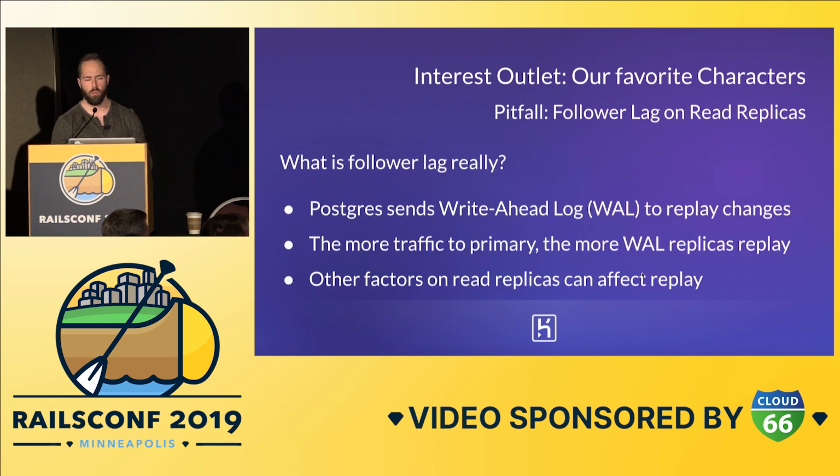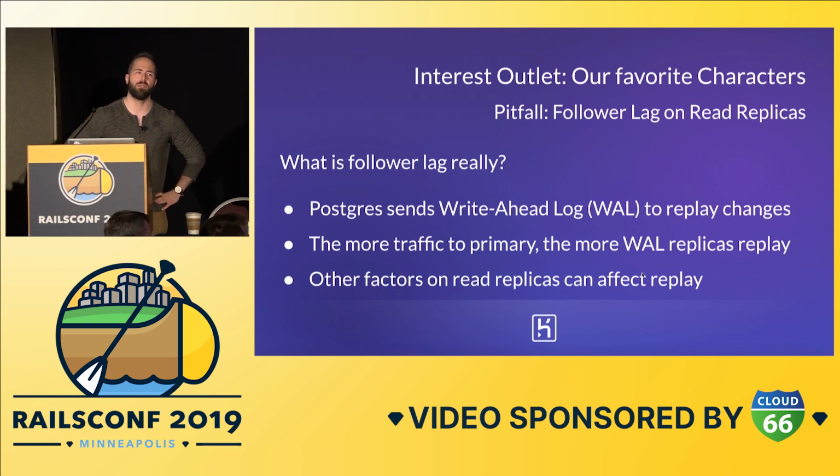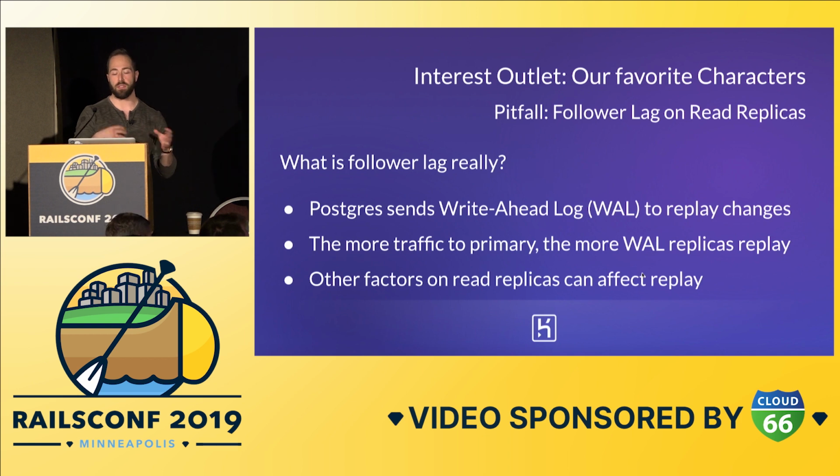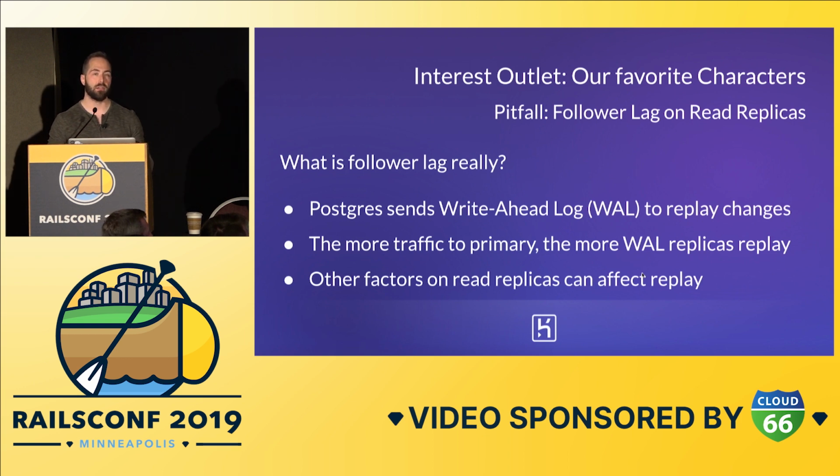So what is that follower lag? What is that issue with the read replica? So for those who may or may not be familiar, Postgres sends a lot of write-ahead log to replay the changes. The more traffic to the primary, the more write-ahead log gets generated and has to be sent to the replicas to replay. There's other factors that can go into slowing down the replay on the replicas themselves. There's too many to list here, but that's a very difficult topic which we'll start to digest as we go on.